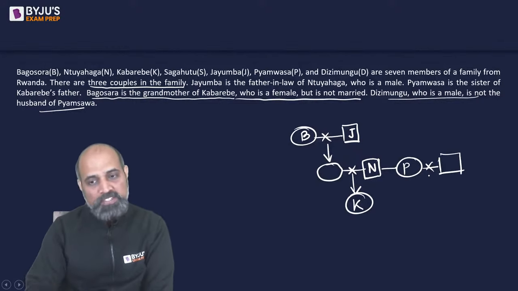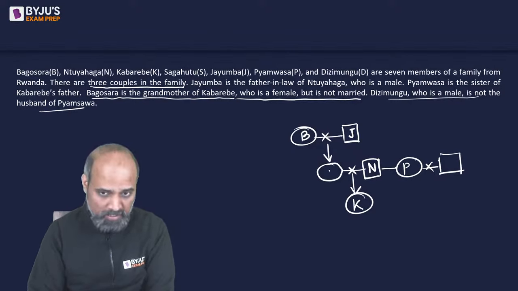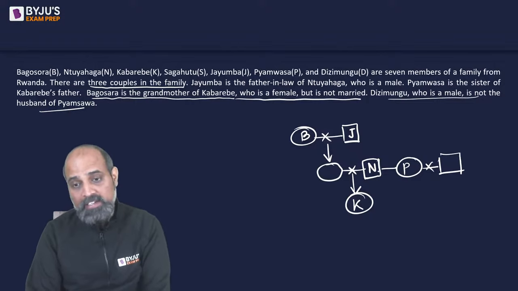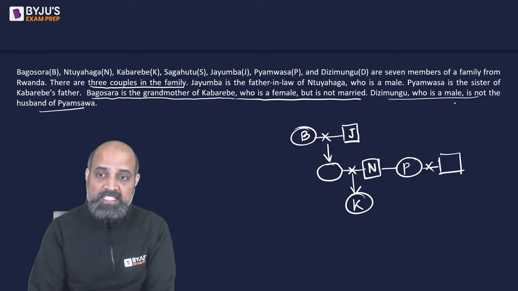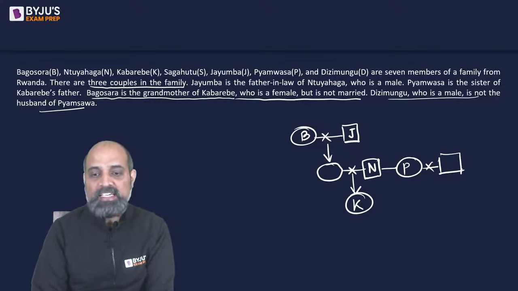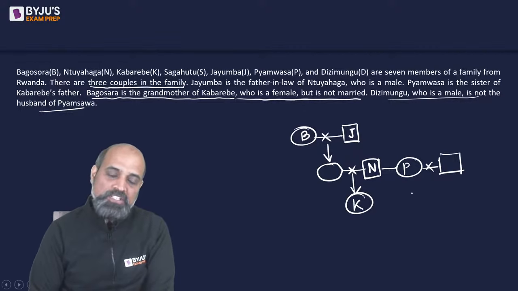So we have these three couples. That means six people. We have J and B as grandparents. They have a child. She is married to N. And then N has a sister and that sister is married. Okay, it says D is not the husband of P, and D is a male person, right? And P is the sister of K's father. J is the father-in-law of N, who is a male.